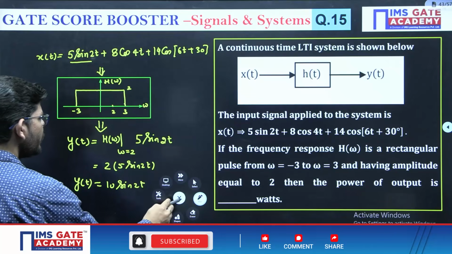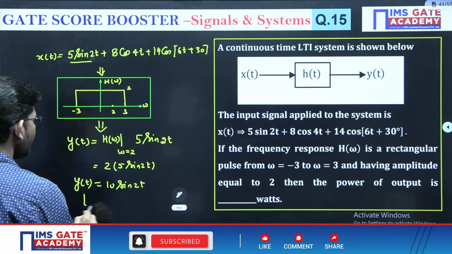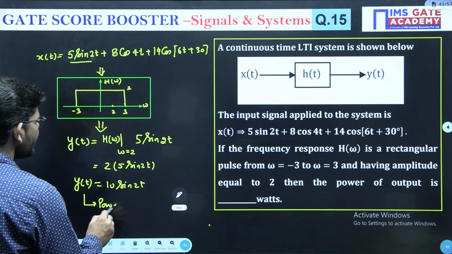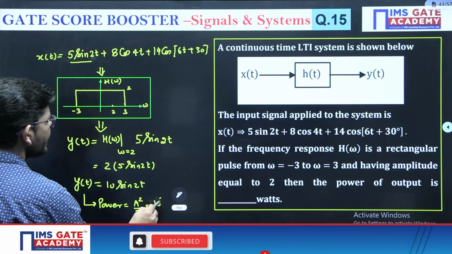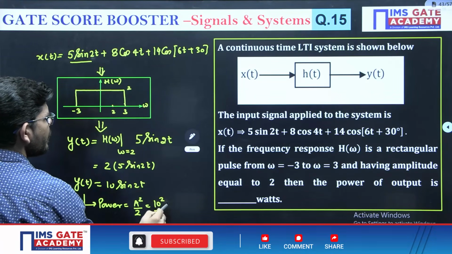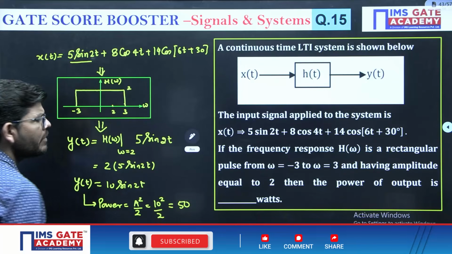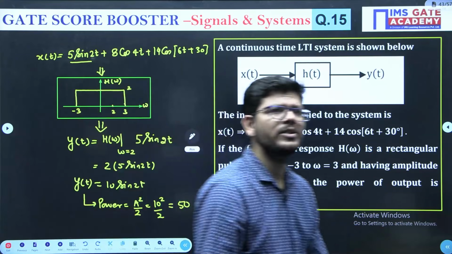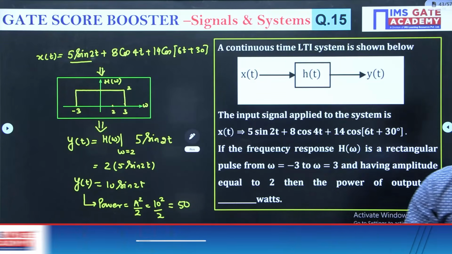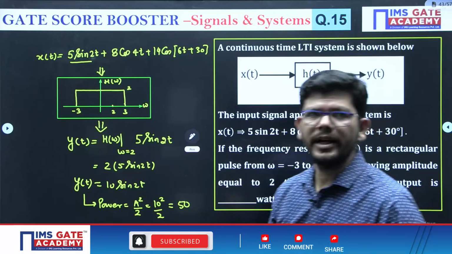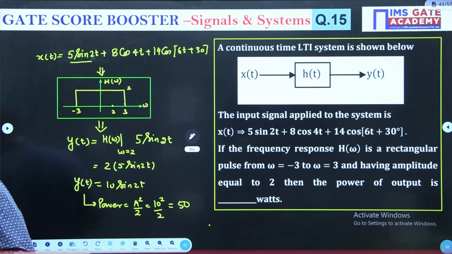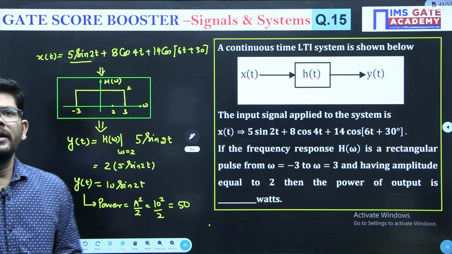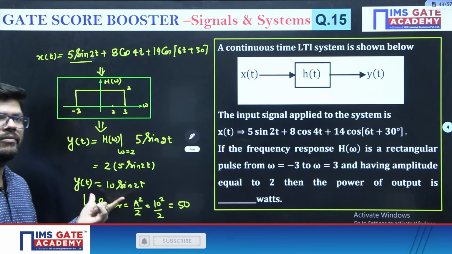Now what is going to be the power of this signal? The power of a sinusoidal signal is amplitude square by 2. The amplitude is 10, so 10 square by 2, and you will get 50. The RMS value is amplitude by root 2, so RMS square is amplitude square by 2, right? In this way you can get this question done. Correct? It was a very good question.